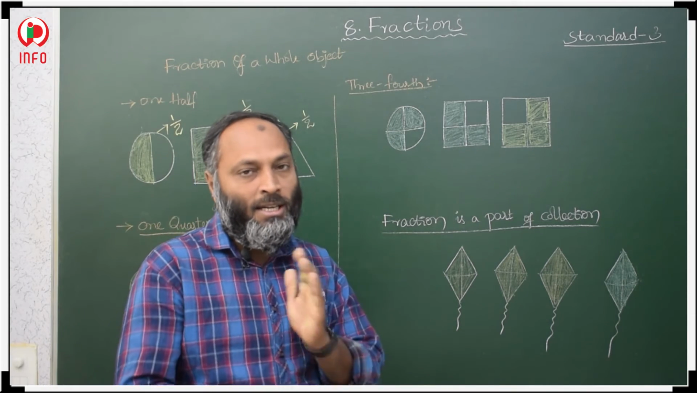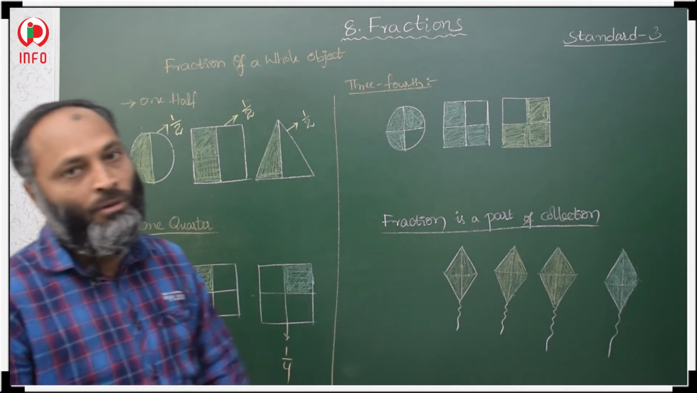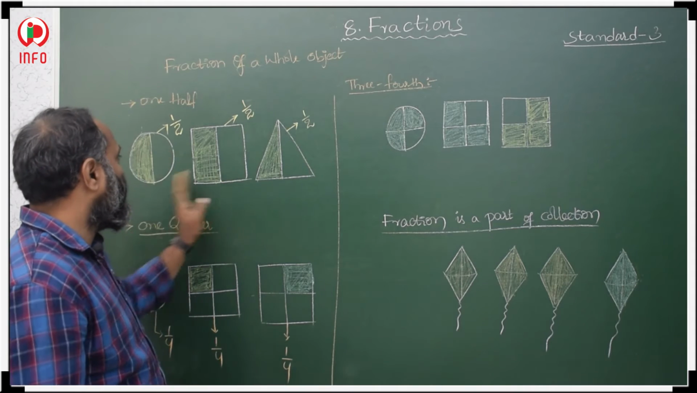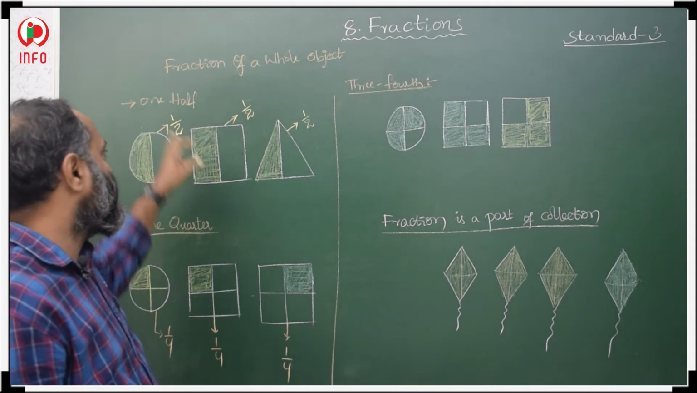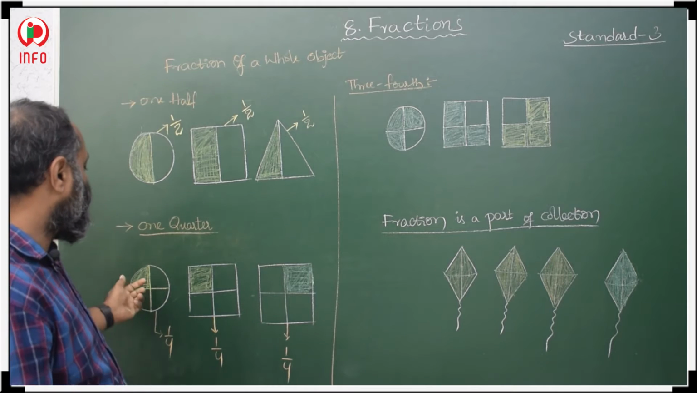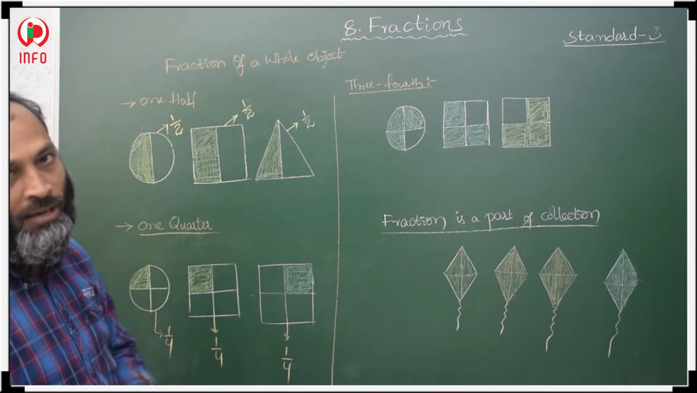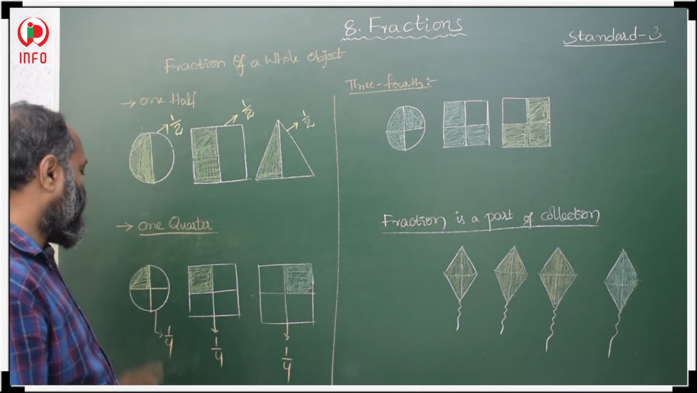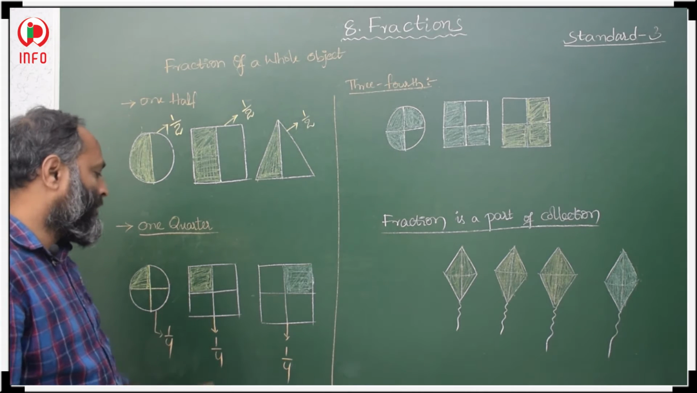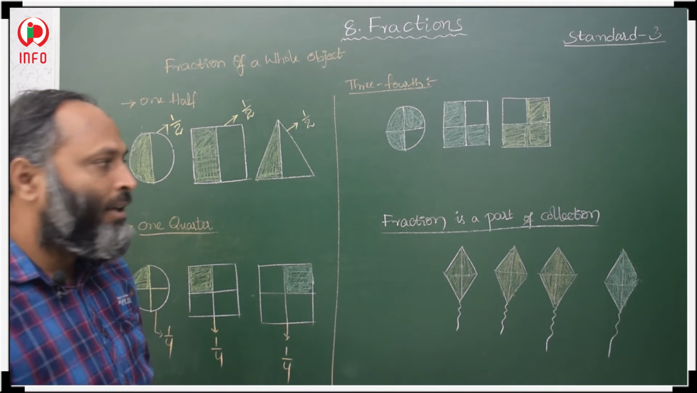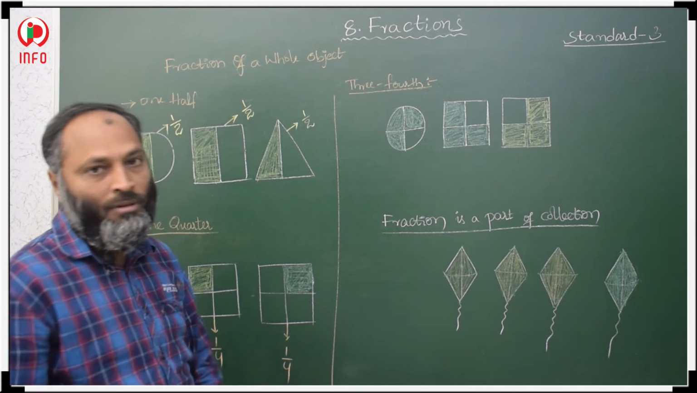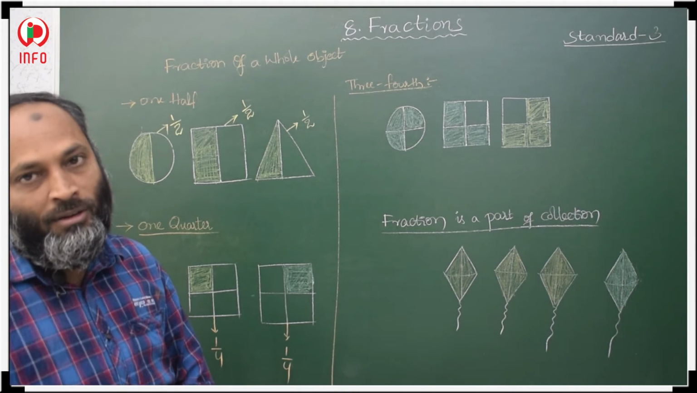1/2 means exactly half of the whole. So in a complete circle, half of the circle is 1/2. 1/4 means it is the 4th equal part. The 4th equal part is 1/4. Okay. So this is about 1 by 4.